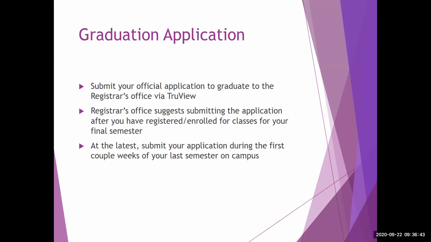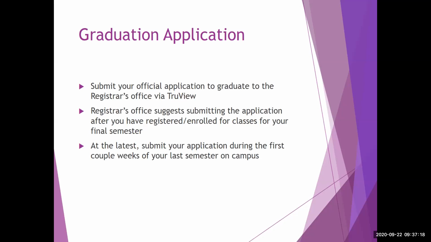You have to submit an application to graduate. You submit your official application to graduate to the registrar's office, and you do that via TruView. The registrar's office suggests submitting the application right after you have finished registering or enrolling for classes for your final semester. So if you are going to graduate in December of your senior year, you're enrolling in those fall classes back in March while you're still a junior.